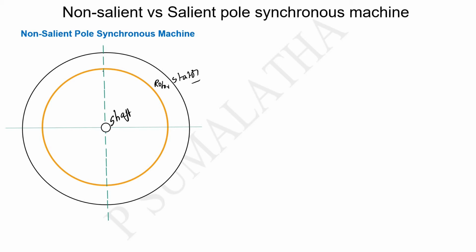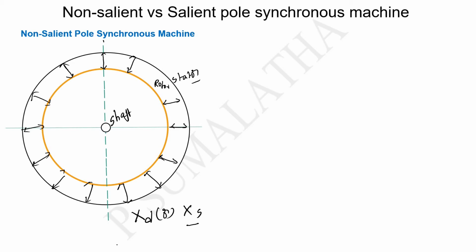If you observe the air gap between the rotor and the stator, all around the machine the air gap will be uniform. Wherever you measure the air gap between the rotor and the stator, it is uniform. That is why we will have only one reactance, that is with respect to the direct axis, or you can say the synchronous reactance of the machine.